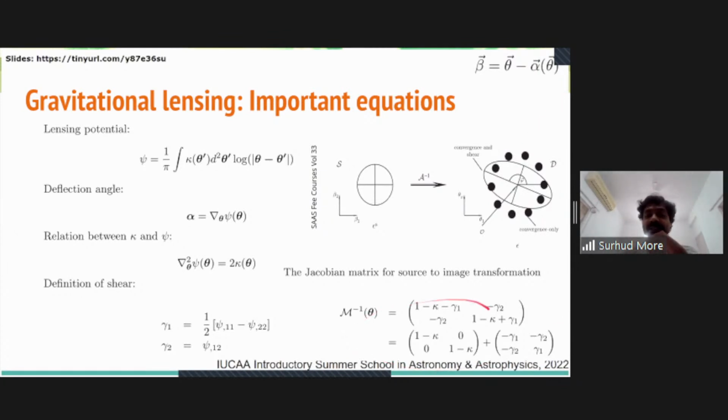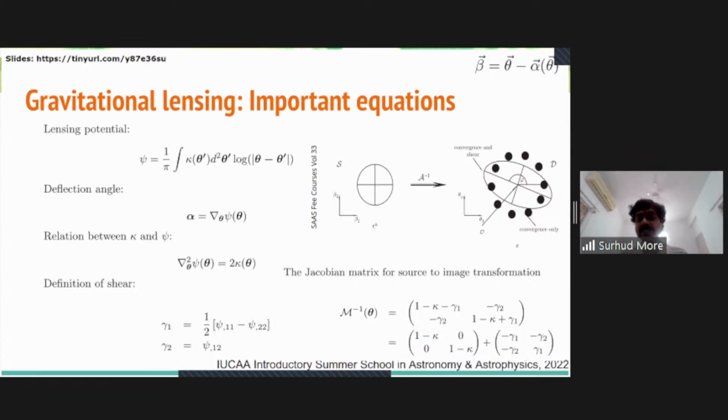And that matrix looks something like this: 1 minus kappa minus gamma 1, minus gamma 2, minus gamma 2 here, and then 1 minus kappa plus gamma 1. And I told you what this Jacobian matrix does. You can split this Jacobian matrix into two components. There's a 1 minus kappa times an identity matrix, which is just telling you that you take a source, it will just get magnified isotropically by a factor 1 minus kappa.